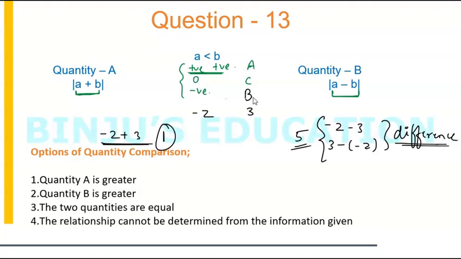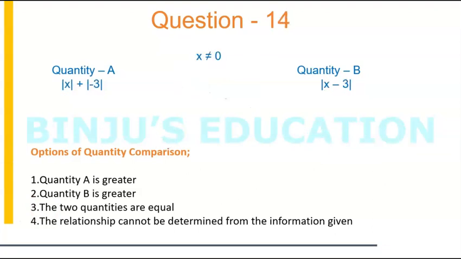So this is what it's going to be. I think I can simply say that my answer is 4, that the relationship between the two cannot be determined from the given information. All right, let's move on now. Let's move to the next question. Pause the video and try this question, please.